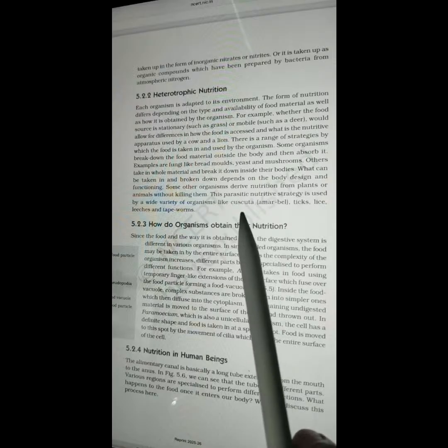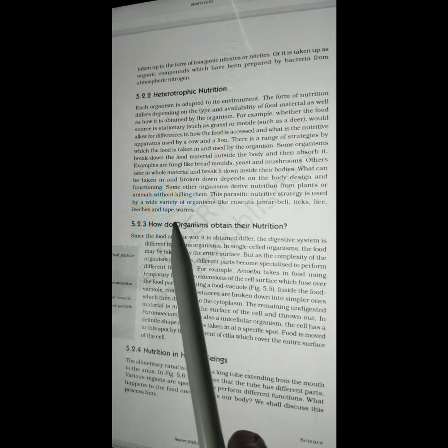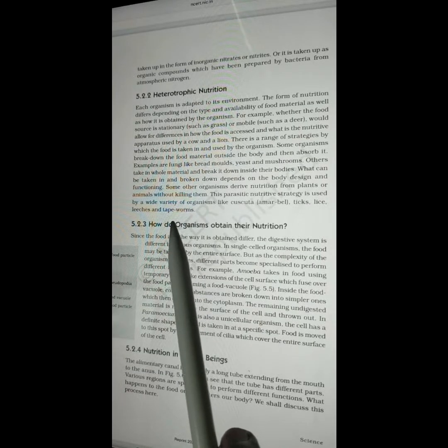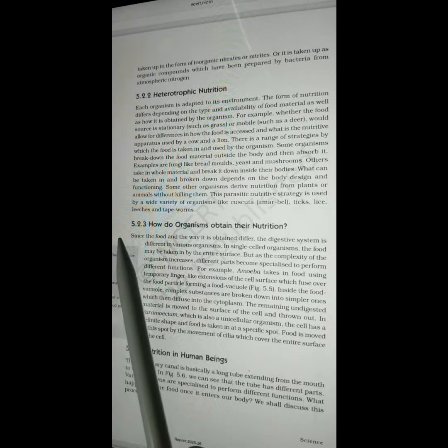Some other organisms derive nutrition from plants or animals without killing them. This parasitic nutritive strategy is used by a wide variety of organisms like Cuscuta, that in Hindi is known as amarbel. Other examples are ticks, lice, leeches, and tapeworms. So please remember, Cuscuta is an exoparasite, meaning it resides outside. The same goes for ticks, lice, and leeches, but tapeworm resides inside. So tapeworm is an example of an endoparasite.